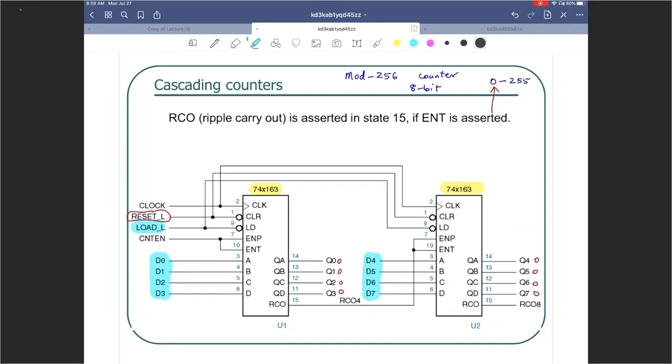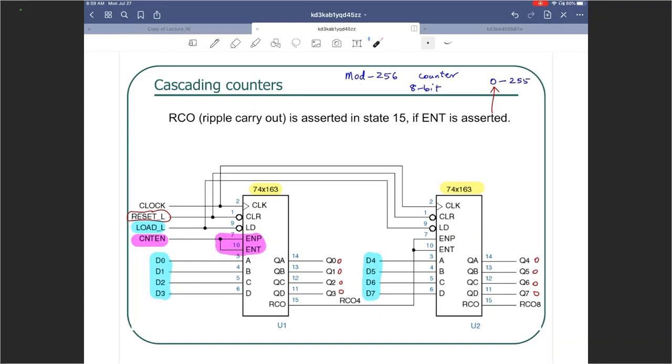Then I have a counter enable input. The counter enable input is connected to both the enables of the first 74X163 chip. So if I make that 1, the first guy will start counting, which means that Q0, Q1, Q2, Q3 will keep incrementing by 1 with respect to the positive edges of the clock input.